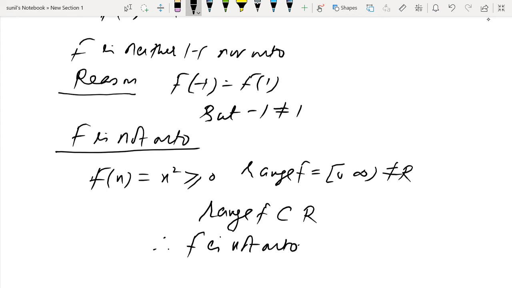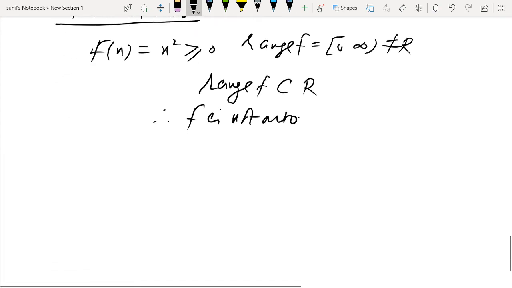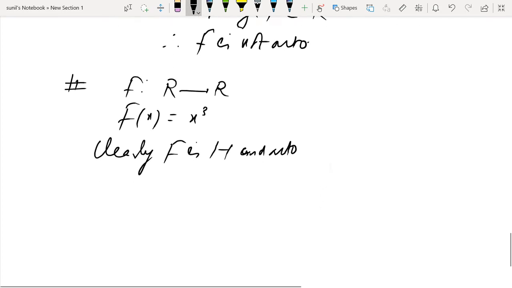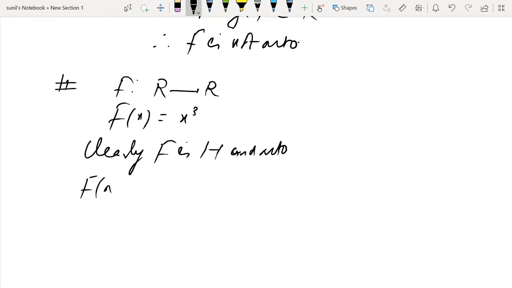Therefore f is not onto. Okay, now suppose my function, instead of this, is f from R to R, f(x) equal to x cube. Then clearly f is 1-1 and onto as well. The reason is very specific, because f(x) equal to f(y) will imply x cube equal to y cube.